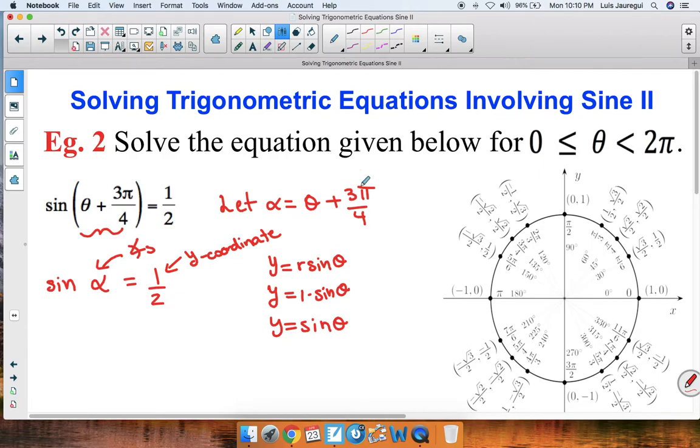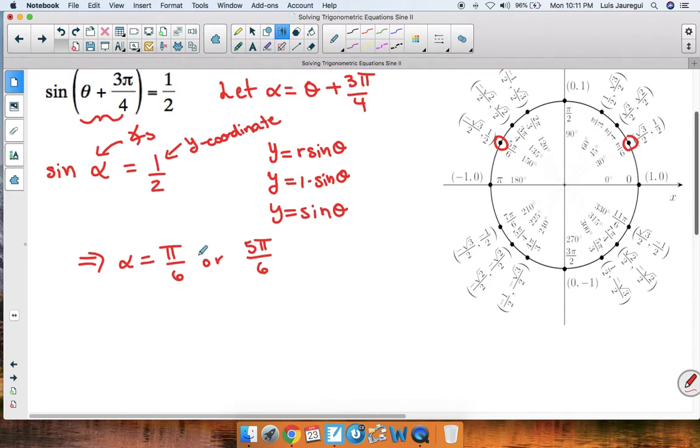Well, let's look at our unit circle. If we're looking for y-coordinates of 1/2, we notice that this point has that, and if we reflect across the y-axis, we get that this is another point that has that particular coordinate. Now, we can say that alpha can be either pi over 6 or 5 pi over 6. Now, with that in mind, we're going to use the previous substitution to solve for theta.